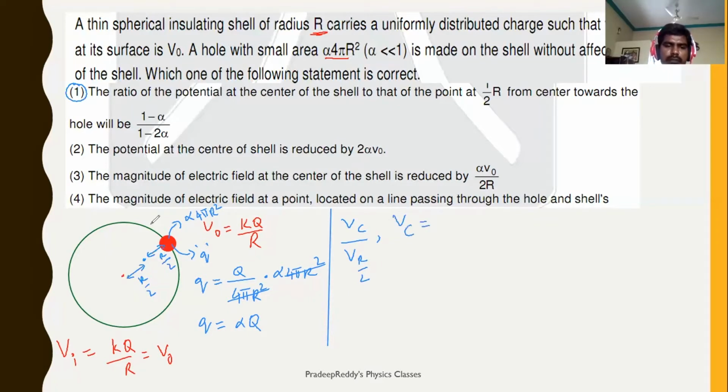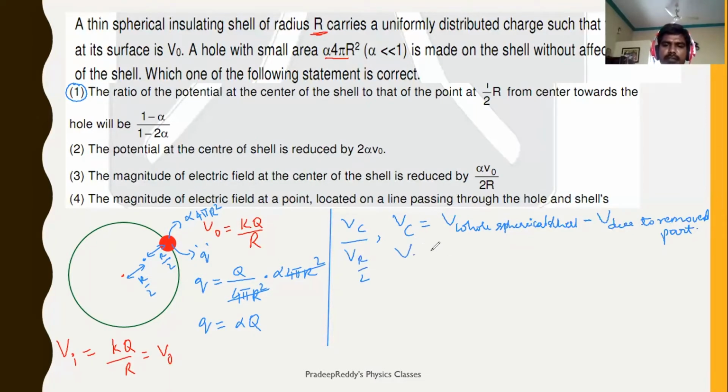Potential at the center, because of this hole, like with the removed portion, will be potential due to the whole spherical shell minus potential due to the removed part. Right? From the whole, before removing this portion, it has some potential V0. From that, I am subtracting the potential because we are cutting this very small part. As we are cutting this very small part, the potential due to that part will be decreased at the center.